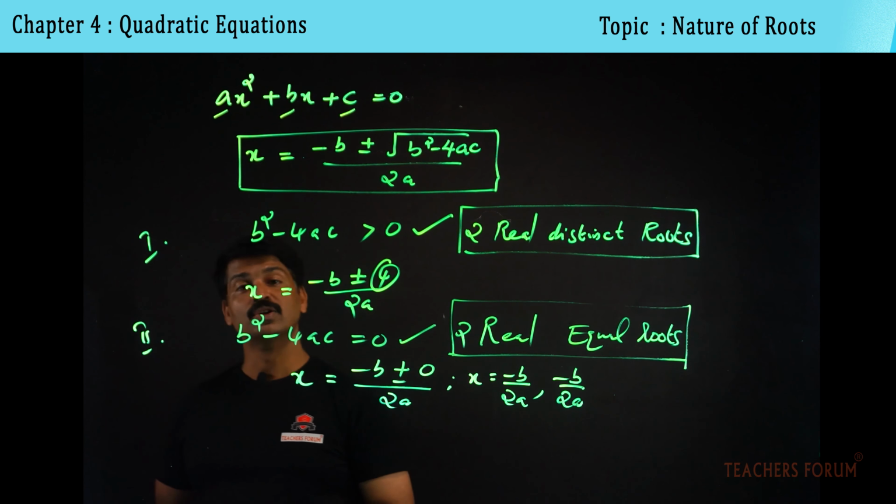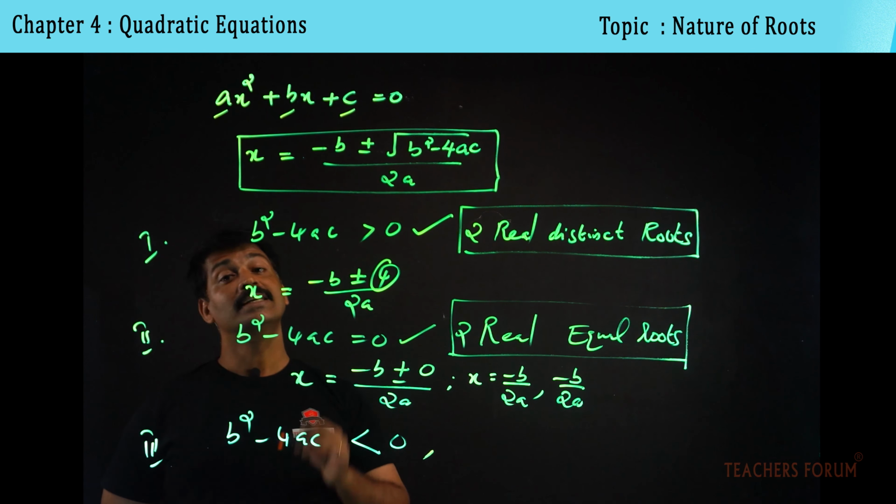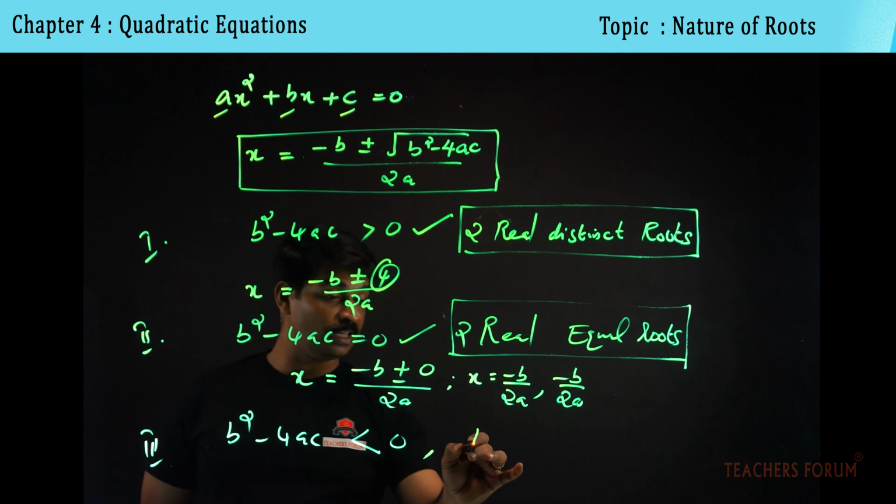If b square minus 4ac is equal to 0, this term becomes 0. Then you will be getting minus b plus or minus 0 by 2a, that is minus b by 2a, again minus b by 2a. So those two roots will be equal. Now the third condition: if b square minus 4ac is less than 0, that means it is a negative number, what happens? The square root of this negative number is not possible to find out. So we conclude that if b square minus 4ac is less than 0, there will be no real roots.